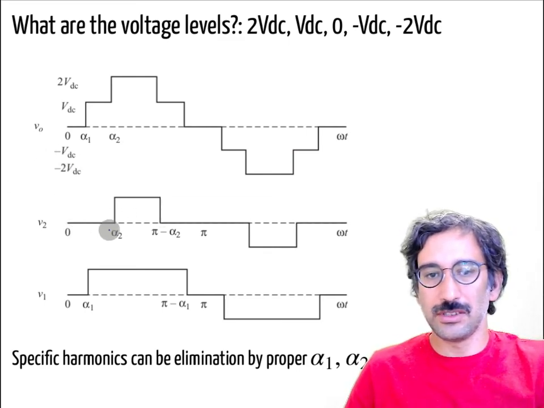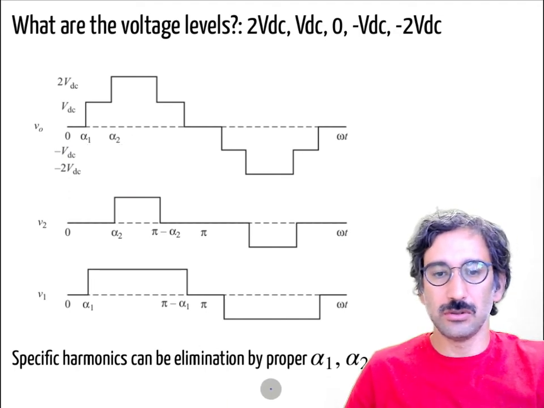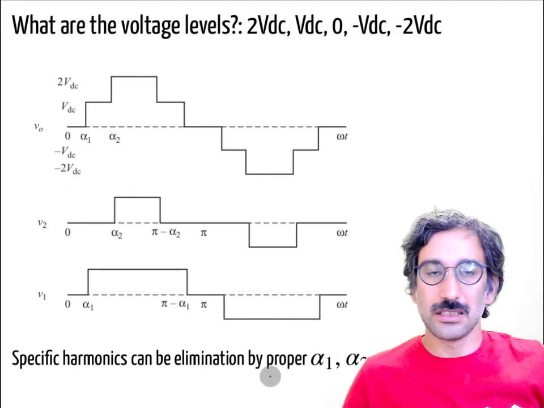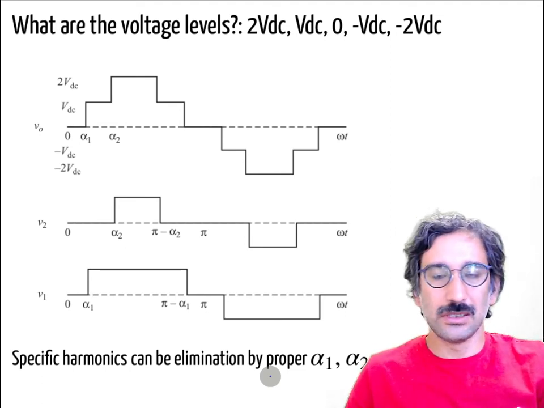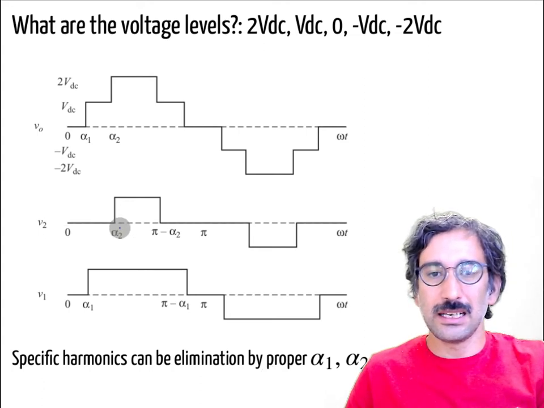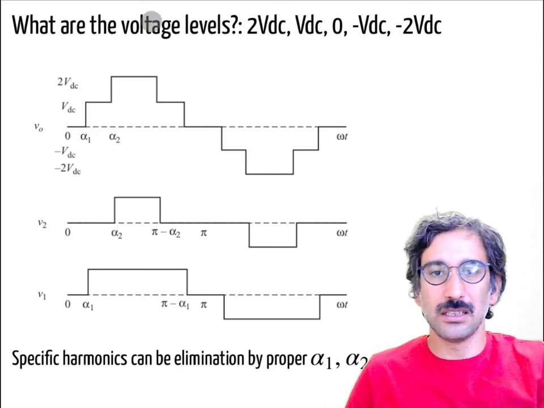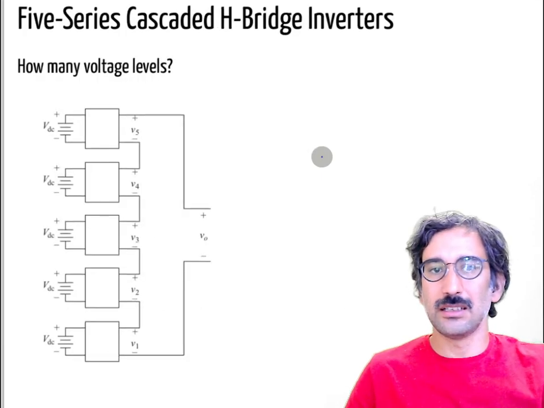Of course, it doesn't have to be that kind of square wave. First of all, even if it is a square wave, I can adjust those angles alpha 1, alpha 2 to eliminate some specific harmonics. So we have seen examples of that, to eliminate the fifth harmonic and so on. And secondly, again, they don't have to be a square wave like that. I can still apply a PWM signal so I can generate a smoother signal like that.